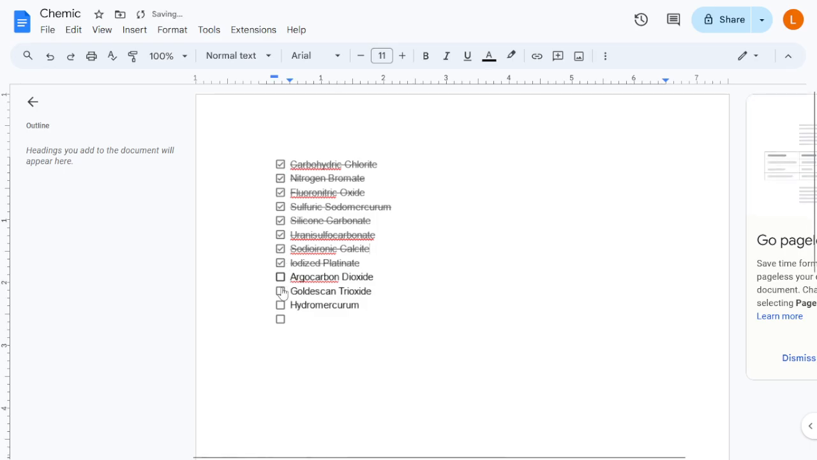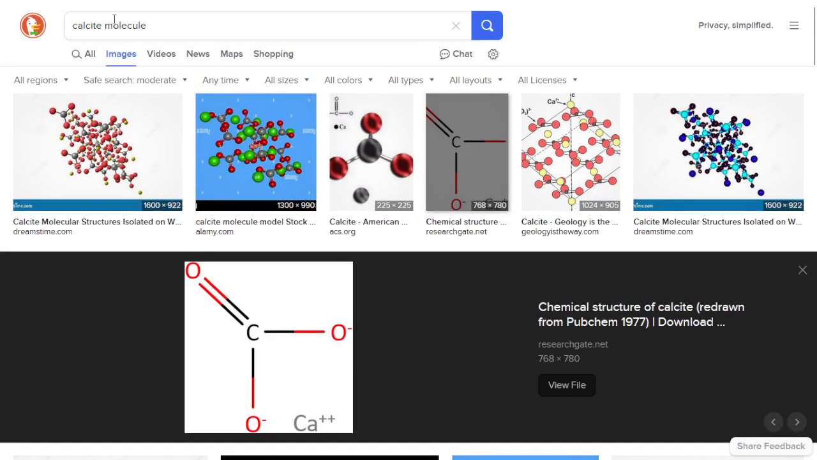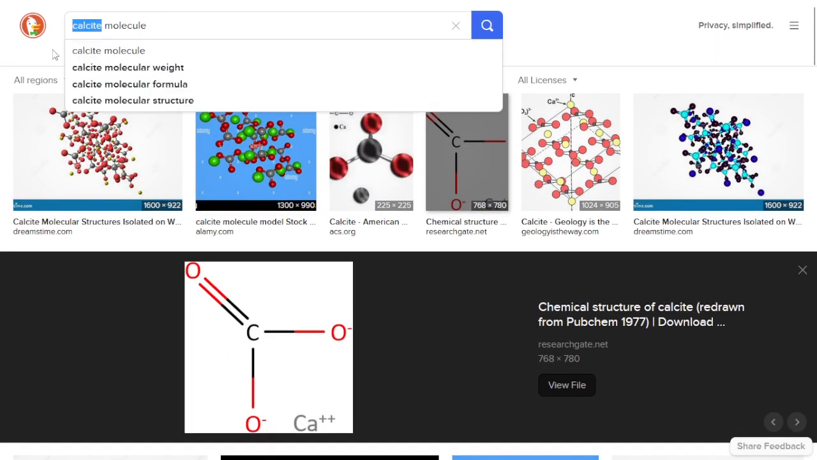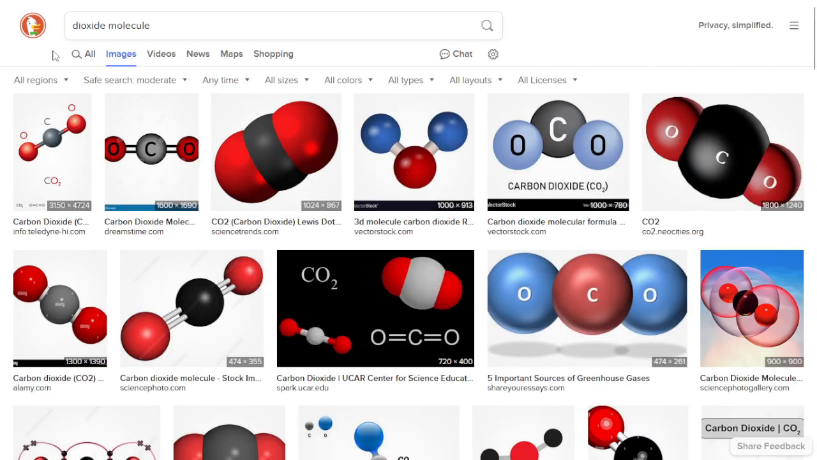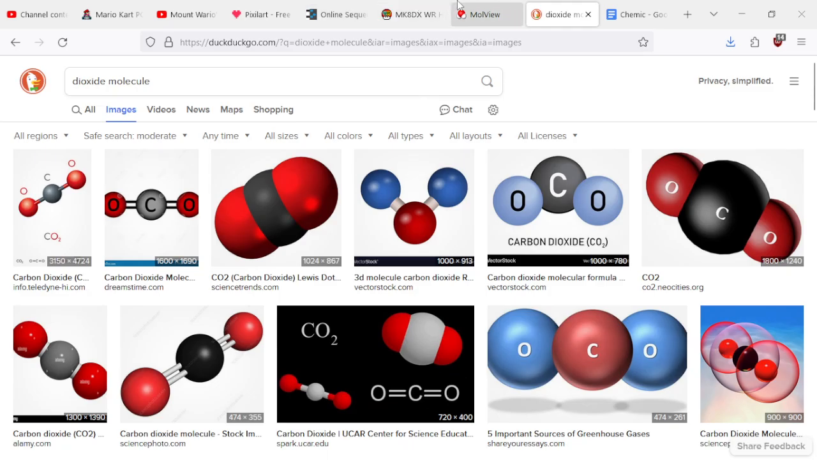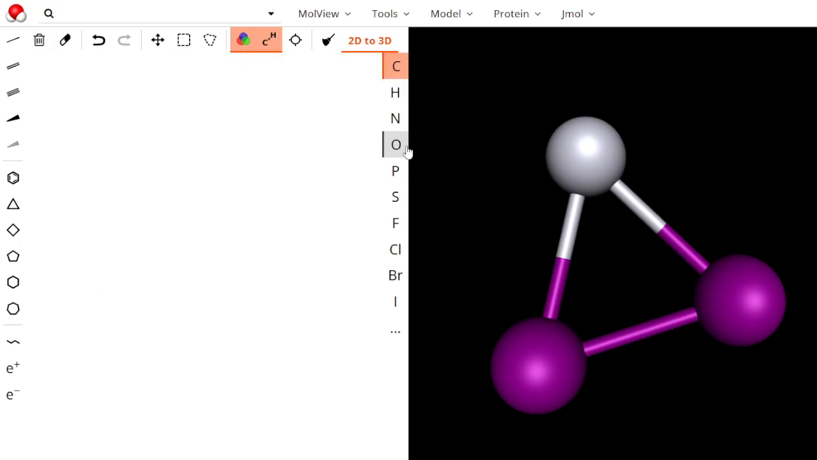Boom. Next up, argocarbon dioxide, which again does not exist, but like, if we go to a dioxide molecule, we're just taking carbon dioxide and being stupid. And for good measure, we're gonna have oxygen. We're gonna have, what are we doing here? Yeah, carbon. It's just carbon dioxide with an added molecule.